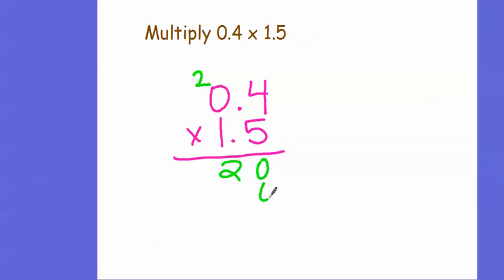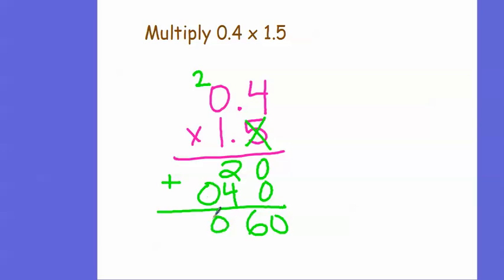We're always going to add that placeholder. We're going to multiply by the 1 now. 1 times 4 is 4. 1 times 0 is 0. We're going to add our partial products. 0 plus 0 is 0. 2 plus 4 is 6. 0 plus nothing is 0.